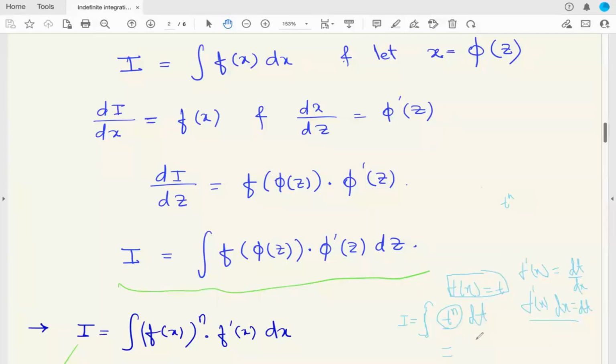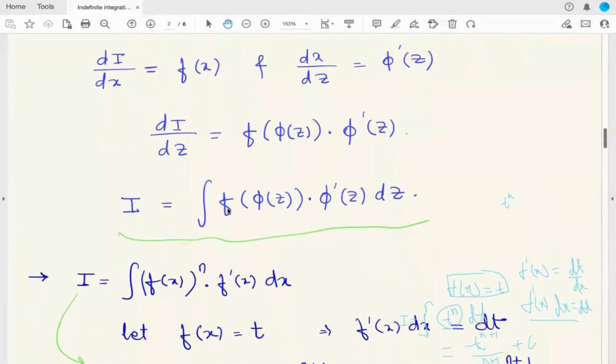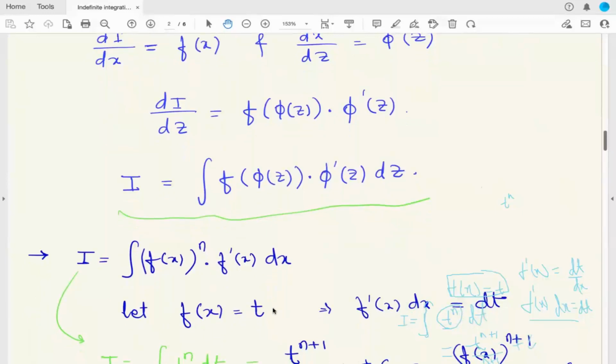And what is its integration? t to the power n plus 1 divided by n plus 1 plus a constant. Okay, so this is our basic integration. I hope you all get that. Okay, so look at its solution. f x is equal to t. We just differentiate with respect to x.